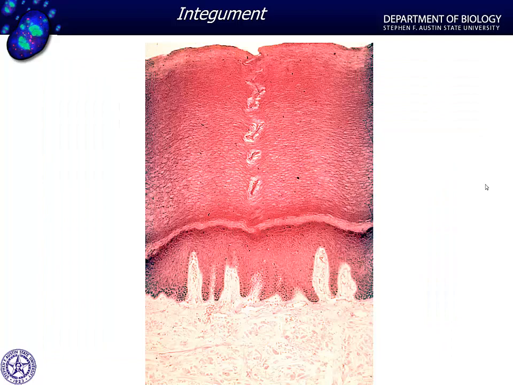Now this is how we know that in thick skin there are sweat glands, because this trail that we see through the stratum corneum is made by the duct of a sweat gland. We can't really pick it up down here in the deeper epidermis and in the dermis, but that is exactly what we're seeing there.